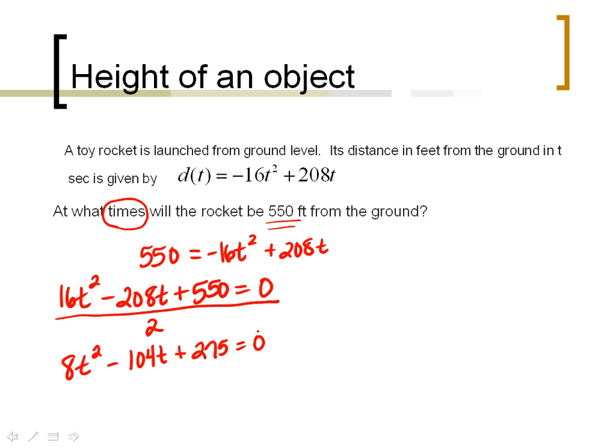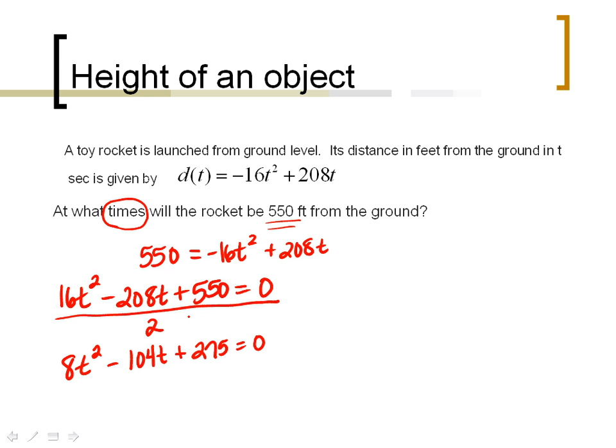Now this one would be kind of tricky to factor. In fact, I don't think it factors. If I do 8 times 275 and look at the factors of that number whose sum is 104, you're going to find that there's not any numbers that work. So we're going to have to use the quadratic formula for this one.